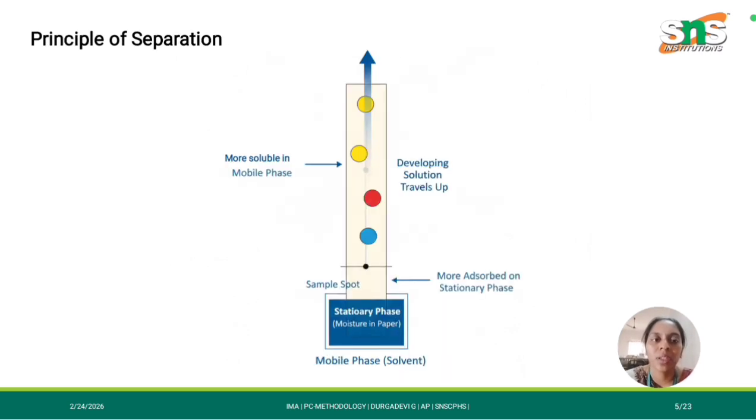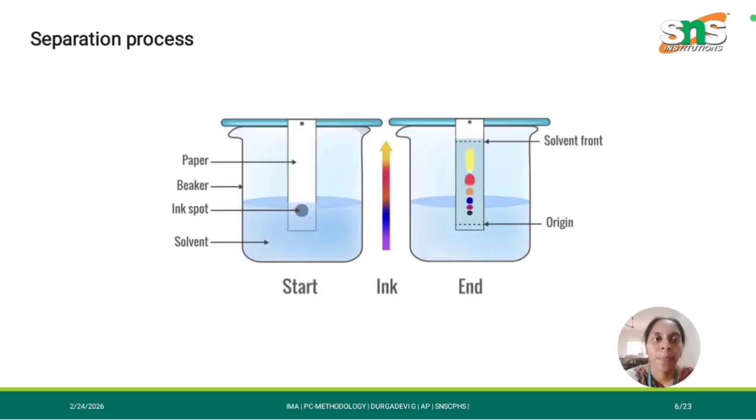The principle of separation is partition. The sample which has more affinity or more solubility towards the mobile phase will move at a faster rate, whereas the sample which has less affinity or less solubility towards the mobile phase will move at a slower rate. And the separation process is given here.